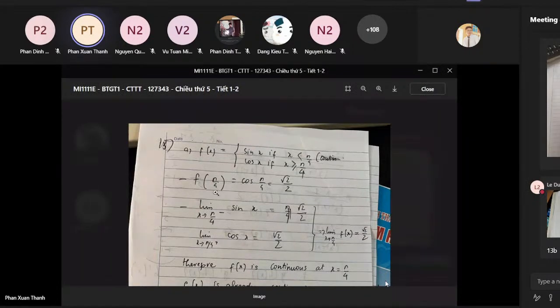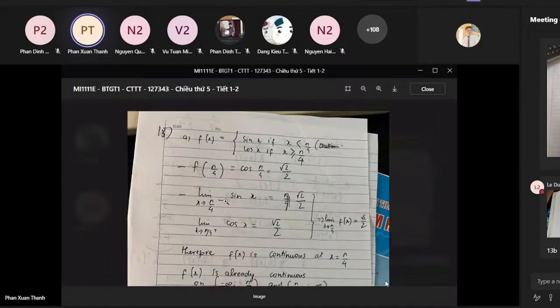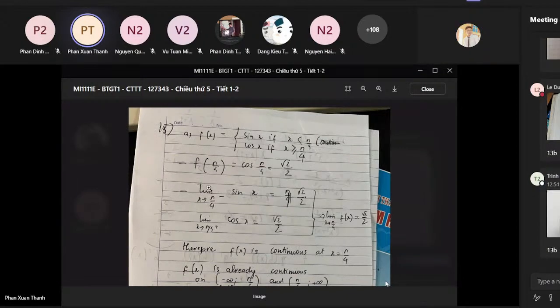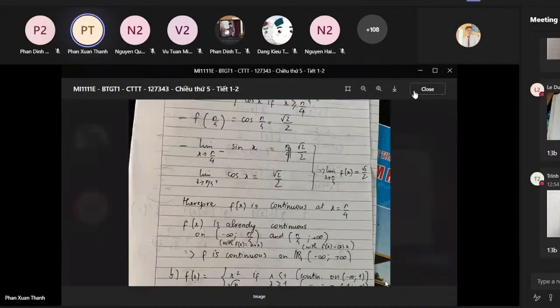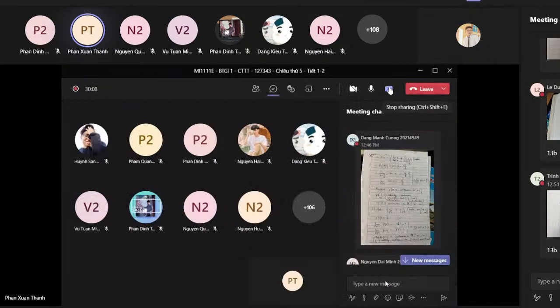So here, okay, you should write here the left-hand limit of the function f. Then the left-hand limit equals the limit when x approaches pi over 4 of sine x. Okay, I don't understand why we give the left-hand limit and the right-hand limit of the function sine and cosine. Okay, let me come back to my solution.